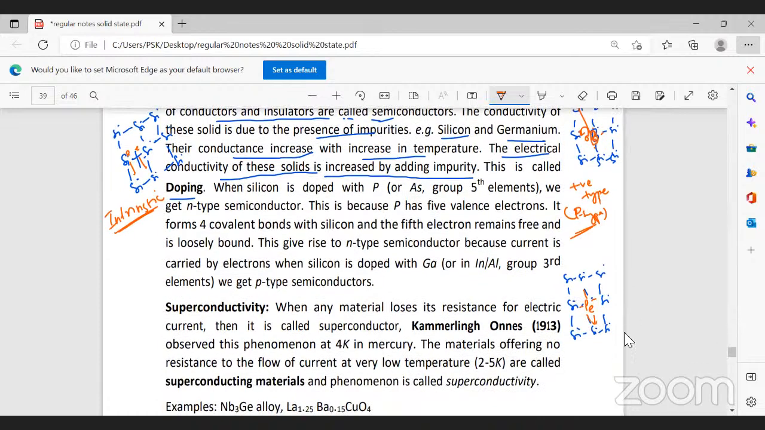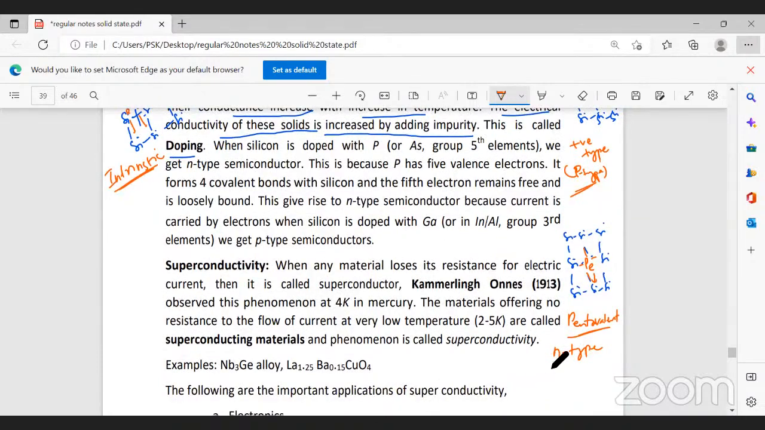Conductivity will increase. Now, since we are doping the pentavalent impurity, pentavalent means impurity whose valency is 5, 5 electrons in the outermost orbit. 4 are involved in the bonding, the 5th electron is free. Since this 5th electron is free, this will be called an N-type semiconductor, or a negative type semiconductor.